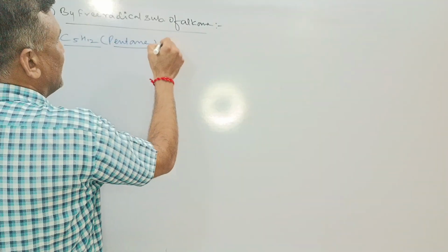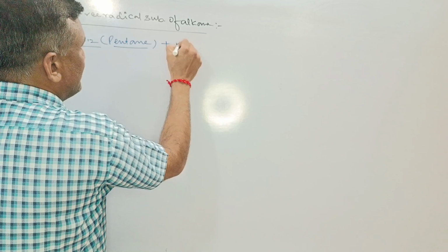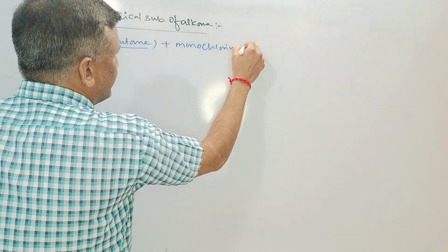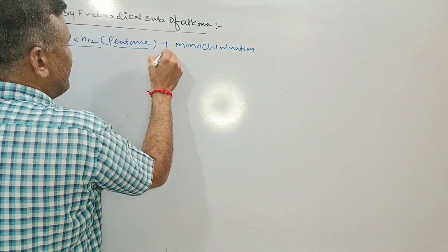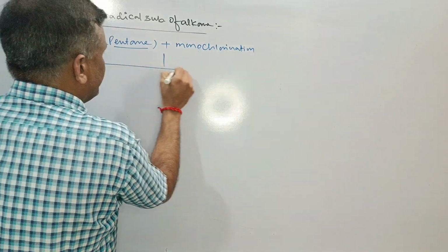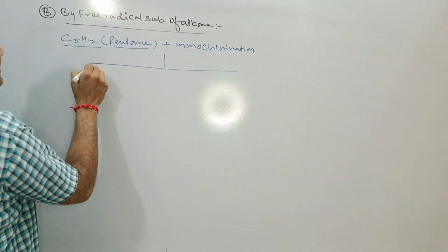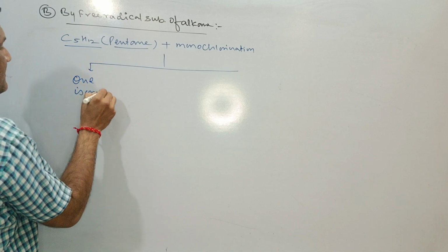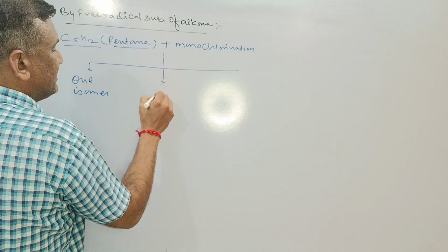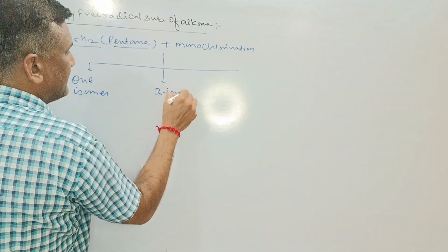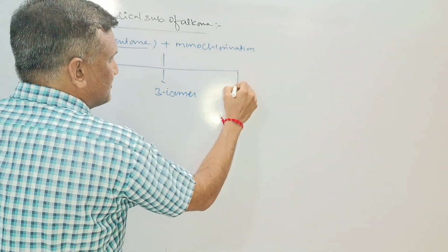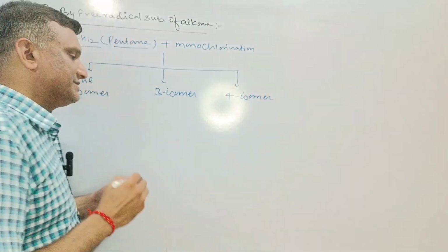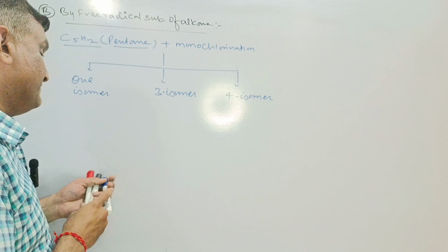Particularly, you have done its chlorination, meaning monochlorination. Then what are the particular possibilities here? One will be only one isomer, another will be three isomers and another will be four isomers. This is the most important question. So the solution will be as follows.